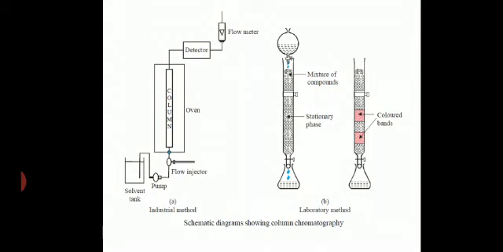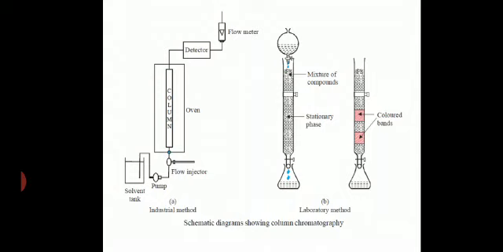Now a suitable solvent, which is known as the eluent, is used, and the process is called elution, E-L-U-T-I-O-N. What is elution? You can write it down: the process of separation of the different components of the mixture from the adsorbent and their recovery with the help of a suitable solvent. That is called elution.